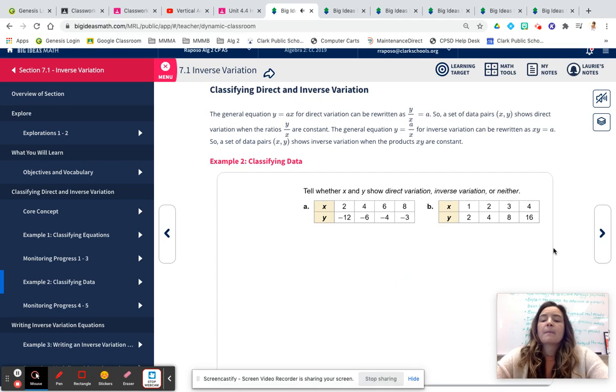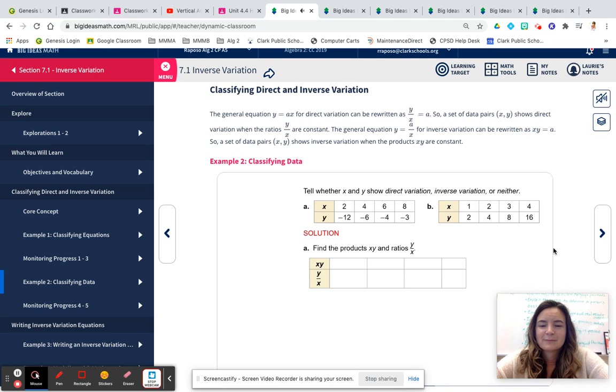Tell whether x and y show direct variation, inverse variation, or neither. A. The values of x are 2, 4, 6, and 8, and the corresponding values of y are -12, -6, -4, and -3. B. The values of x are 1, 2, 3, and 4, and the corresponding values of y are 2, 4, 8, and 16.